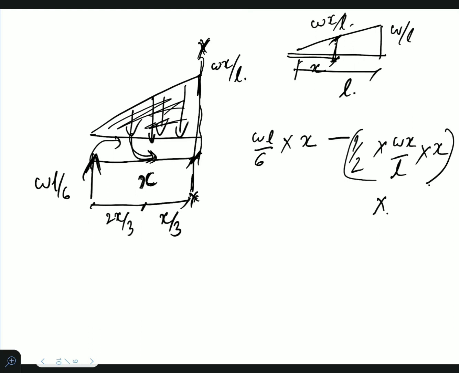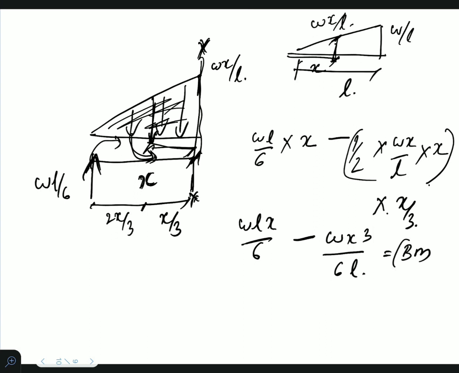So the centroid of this will be at a distance of x by 3 from the section. So into x by 3 we'll have to put WLx by 6 minus Wx cube by 6L. This will be the bending moment at this section. So we'll have d of bending moment by dx is equal to 0, that is, shear force is equal to 0, in order to find bending moment as maximum.